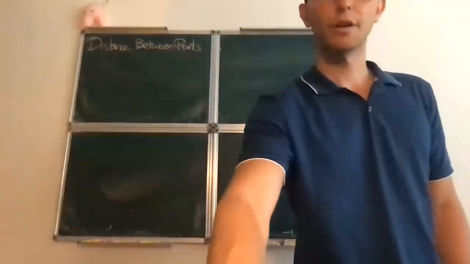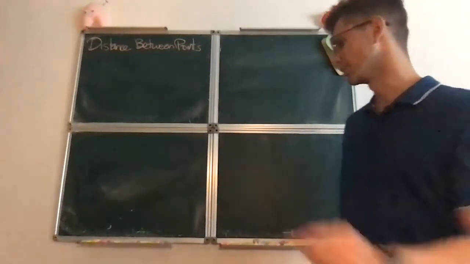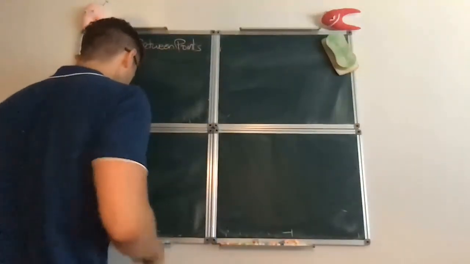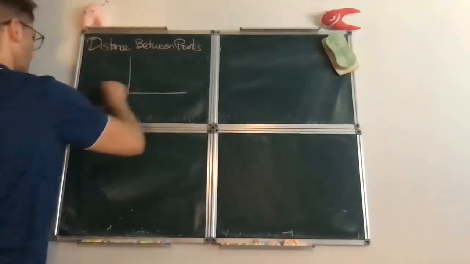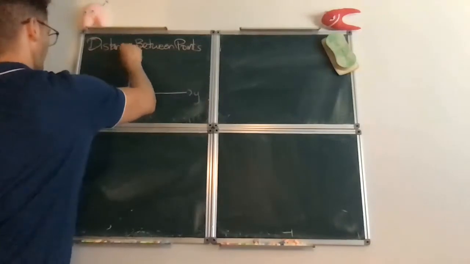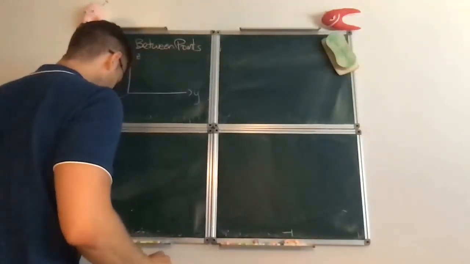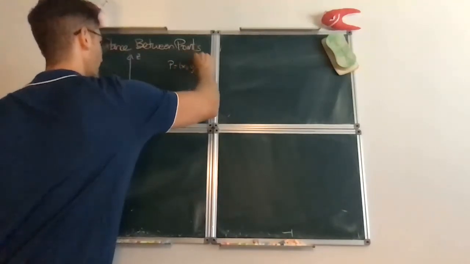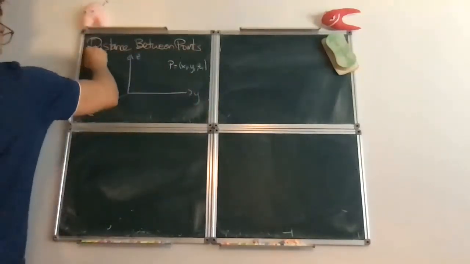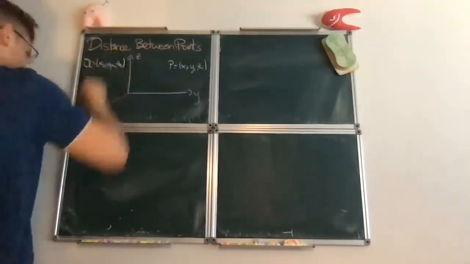Okay, so another application of the dot product is for finding the distance between 2 points. So the setup is very familiar to previous ones. Imagine that you have a point P, x1, y1, z1, a point Q, x2, y2, z2.